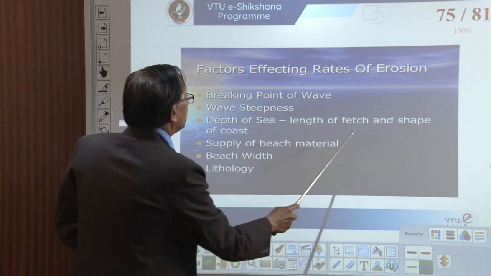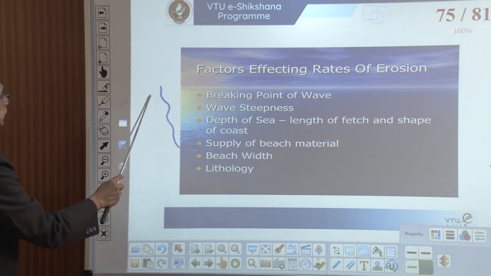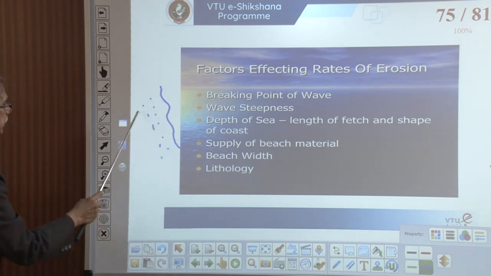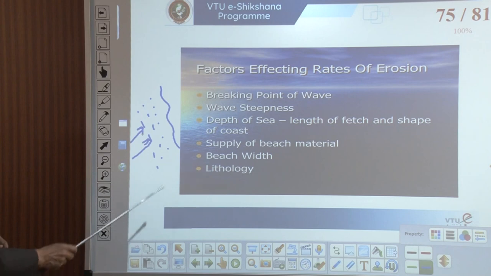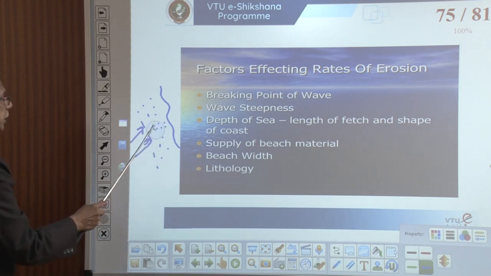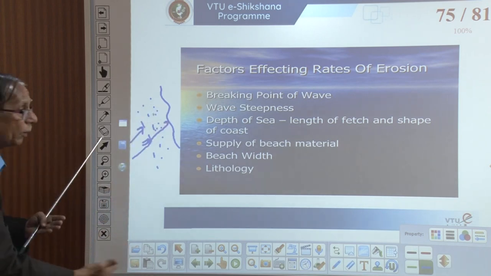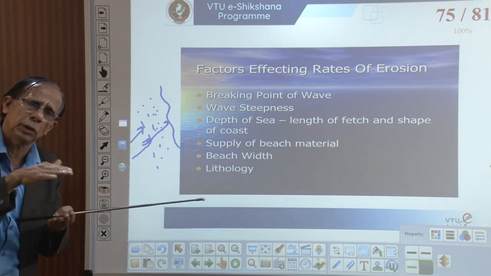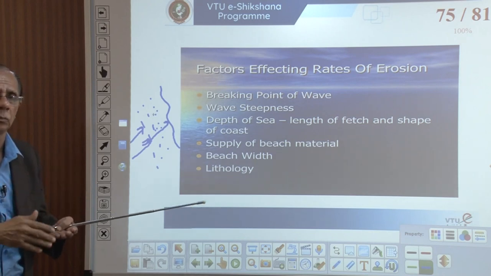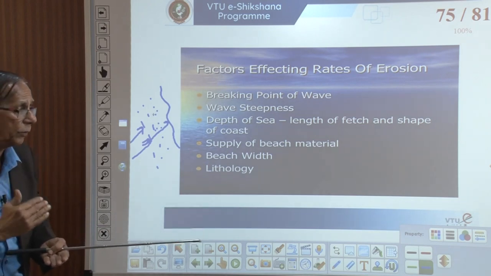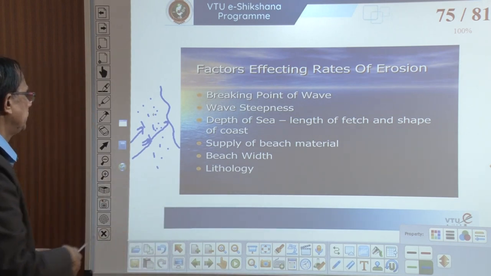Depth of the sea, length of the beach and shore of the coast. If this is the coast, these are the bathymetry contours underwater, and waves are coming. If it is very deep here, wave energy can reach here. If it is very gentle, because of the bottom topography, there is friction between the waves and the bottom topography. And waves deviate from their original direction, we call it wave refraction. Because of wave refraction, the wave energy distribution pattern changes.